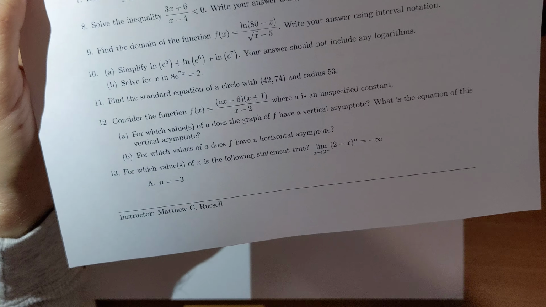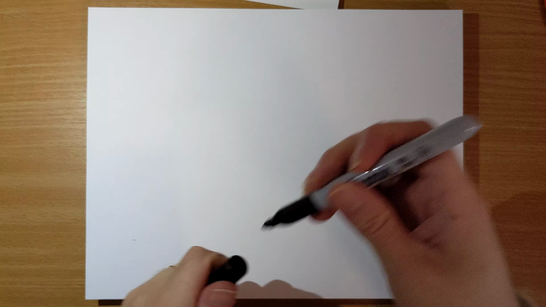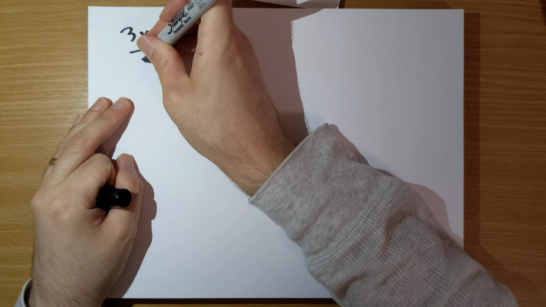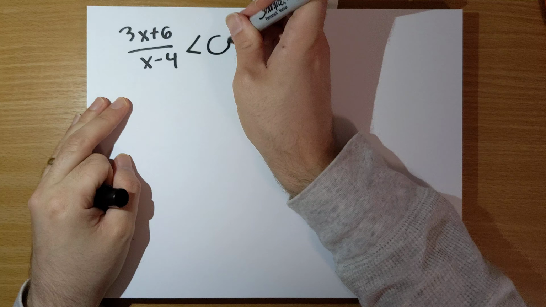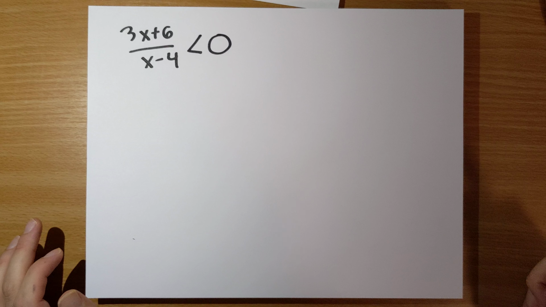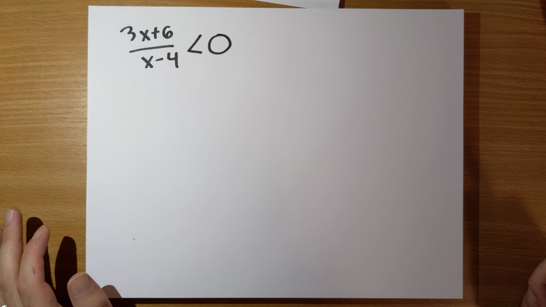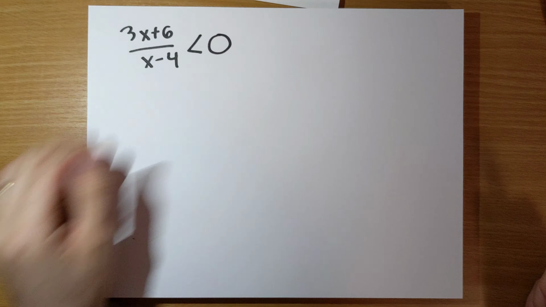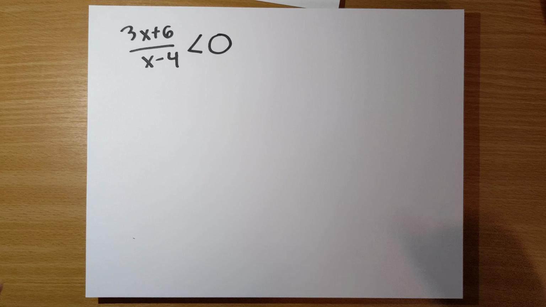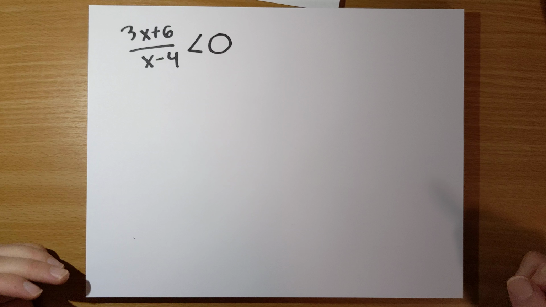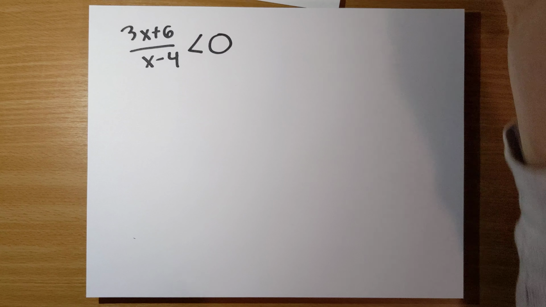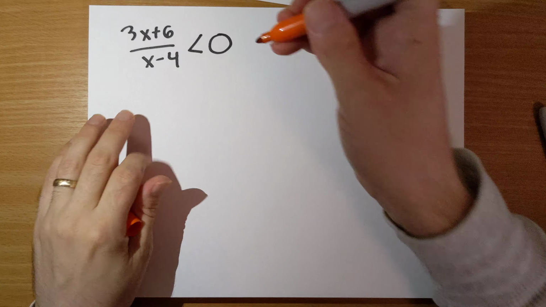Problem 8 is solve this inequality. So the inequality is 3x plus 6 divided by x minus 4, and we want this to be strictly less than 0. Now, this is the sort of place where we can't just multiply on both sides by x minus 4 to cancel that out and go from there. That doesn't work when we're dealing with inequalities. Instead, what we need to do is make a sign chart.